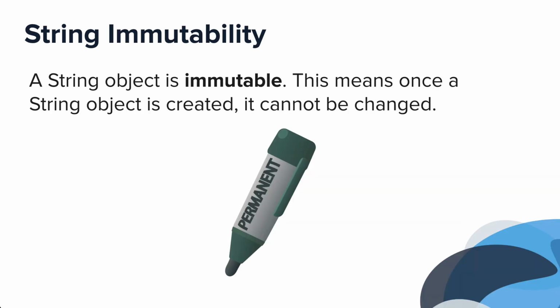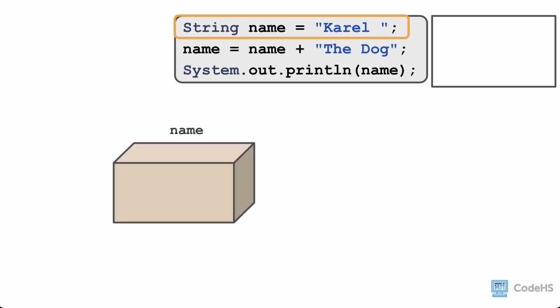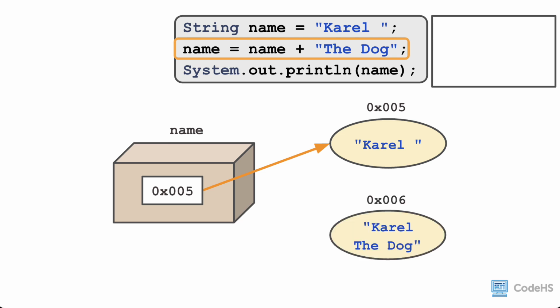As you begin combining and manipulating strings, it's important to know that a string object is immutable. This means once a string object is created, it cannot be changed. Let's walk through an example to better understand the concept of immutability. The first line of code creates the string variable name that references or points to the string object Carol. Then, the variable name is assigned a new value that concatenates the current value of name, Carol, with the string, the dog. This creates a new string object and updates the variable name's reference data to point to the new string object.